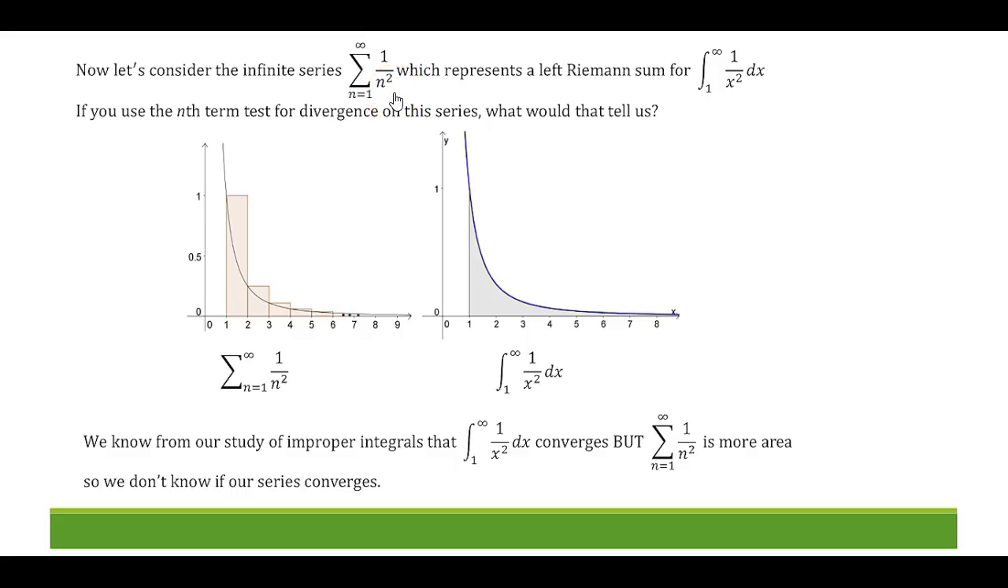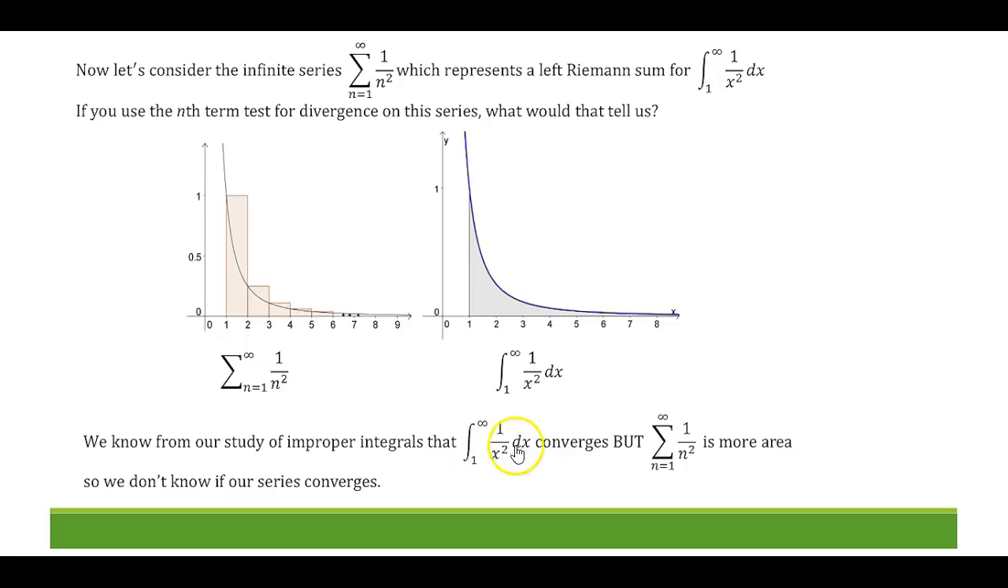So let's go ahead and try that same thing and think about the fact that this series represents a left Riemann sum for the improper integral. So here's the improper integral. Looks very similar to 1 over x because 1 over x squared looks similar. So here's the actual area under the curve, and if we use a left Riemann sum approximation, this is what we have graphically. And we know from our study of improper integrals that the integral from 1 to infinity of 1 over x squared dx converges.